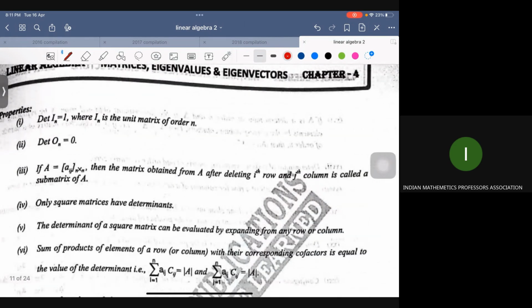The determinant of an identity matrix, that is a unit matrix, let us take it of order 3 by 3: 1 0 0, 0 1 0, 0 0 1. The determinant of I is nothing but 1 into 1 minus 0 plus 0. So the determinant of an identity matrix is 1. The determinant of a 0 matrix is 0.